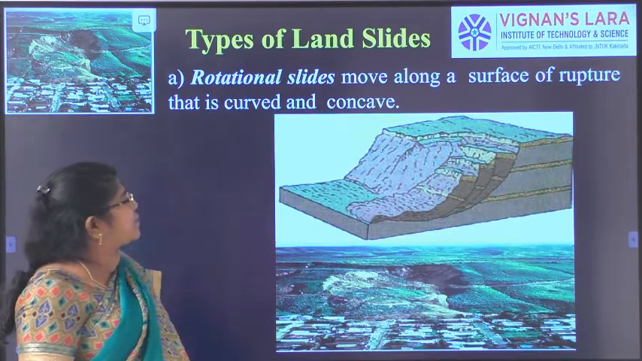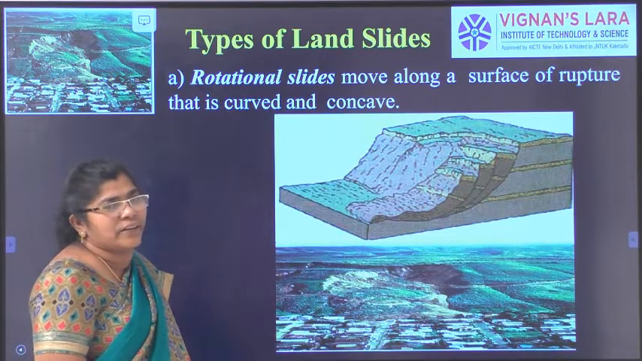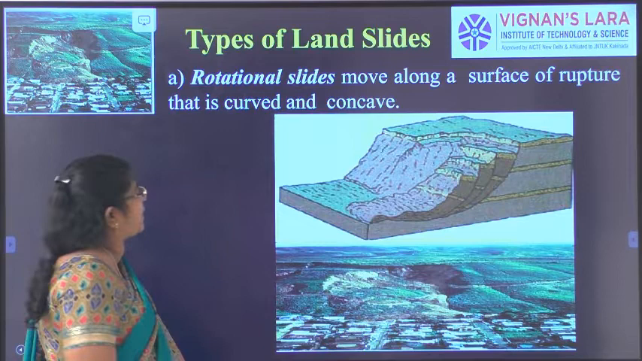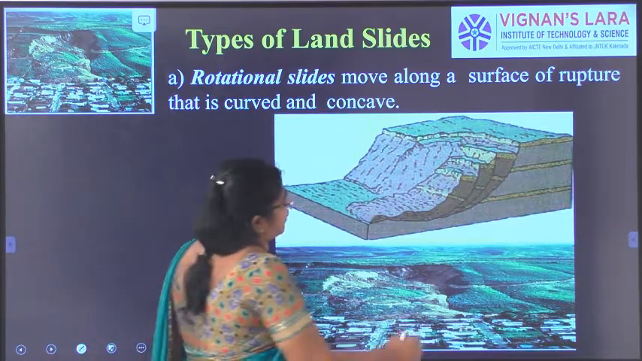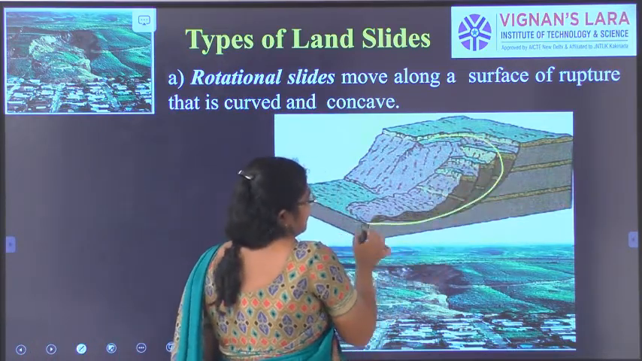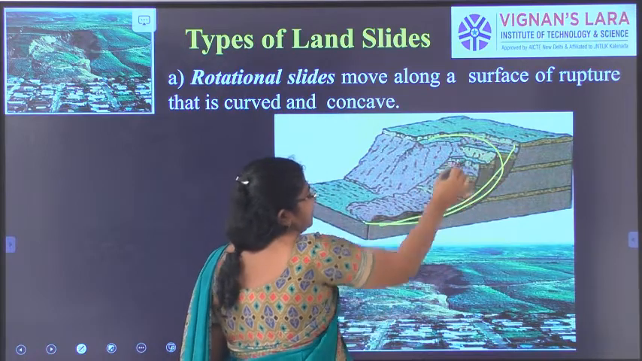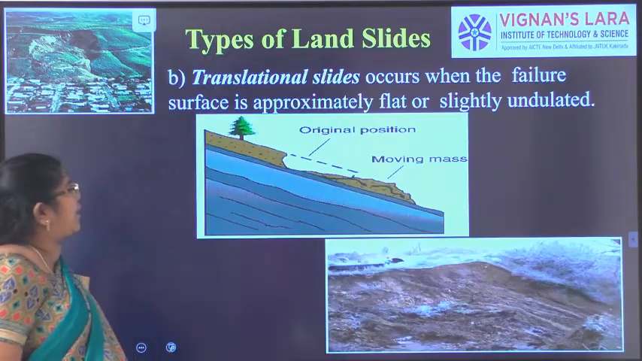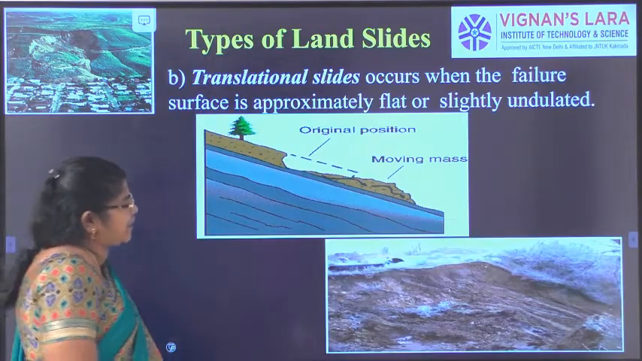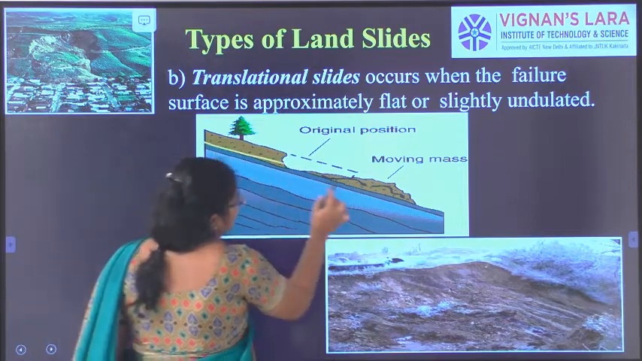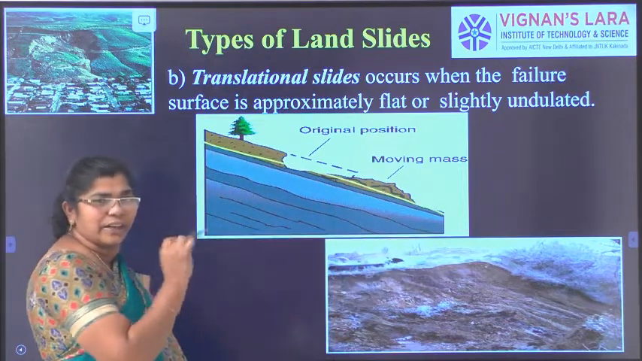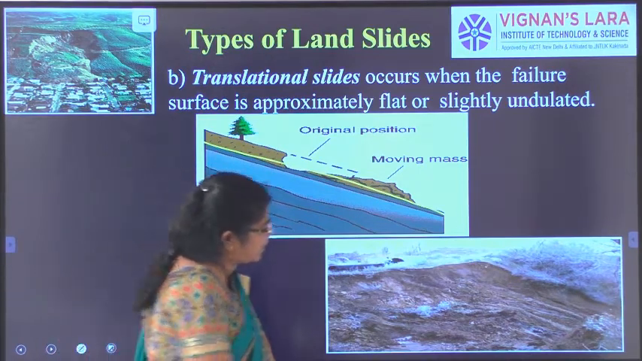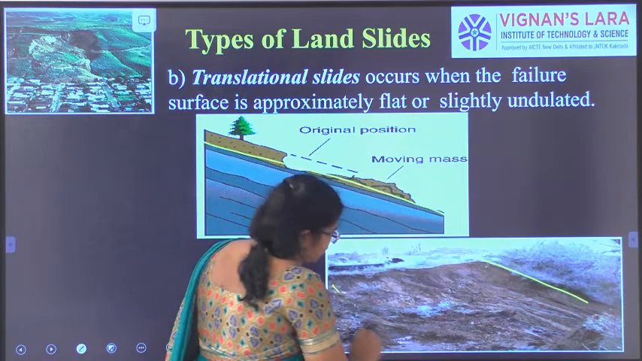The next types are based on the movement of the rocks. The first one is a rotational slide, which moves along a surface of rupture that is curved and concave. You can see here, if this structure has a slope like this and the movement of the rock will be like this, then we call it a rotational slide. The next one is a translational slide. A translational slide is a movement along a very gentle slope, right? Mostly this will be along with the fluid movement. You can see here it is along the gentle slope, right?